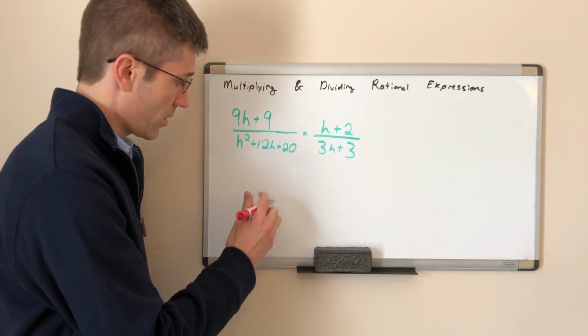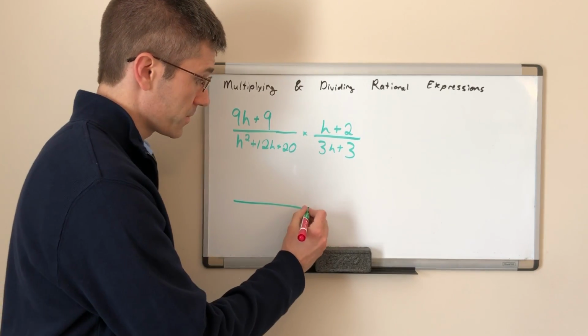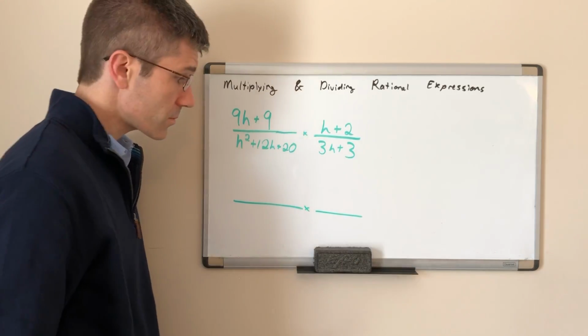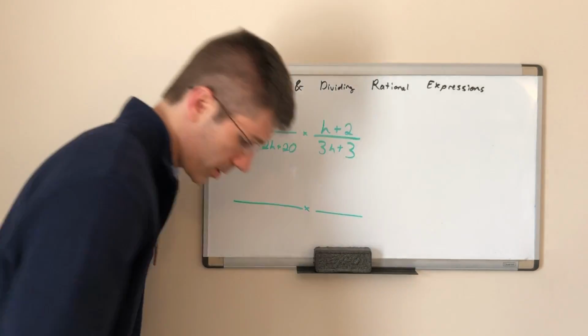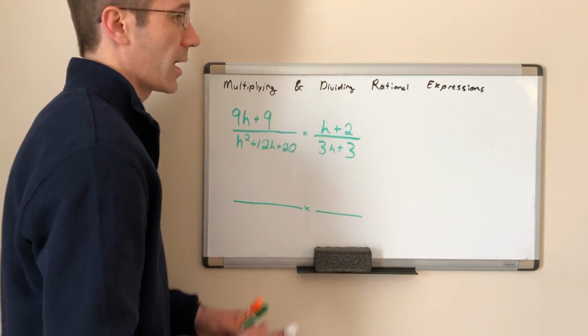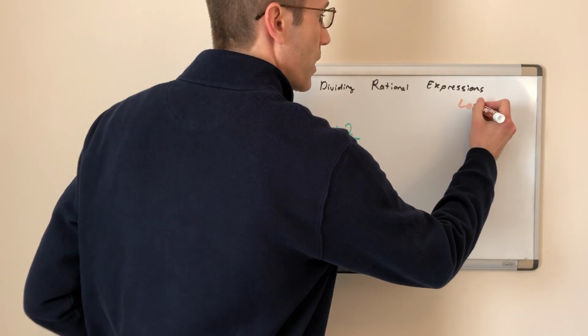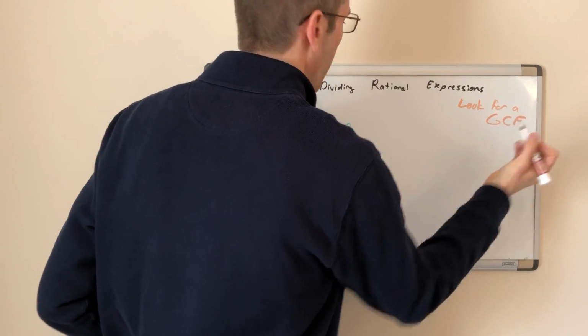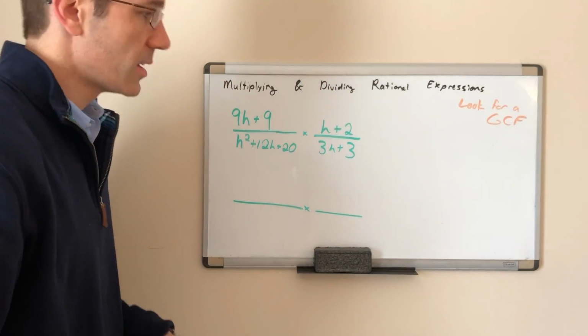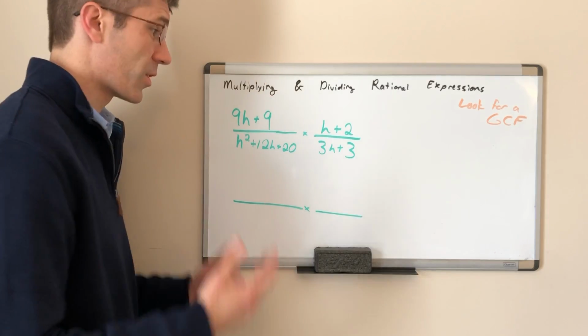So I'm going to bring this down here. In a minute, I'm going to have a fraction times a fraction, okay? And we'll just talk about one thing at a time, and this is so super important. I'm going to take this marker, and I'm going to write over here, look for a GCF. That's almost always what I look for first. So I'm going to look for a greatest common factor first every time.